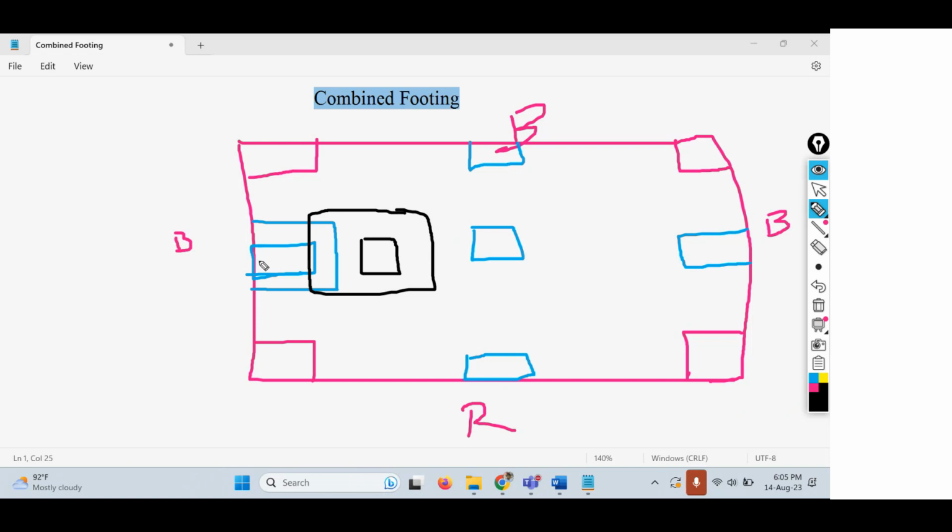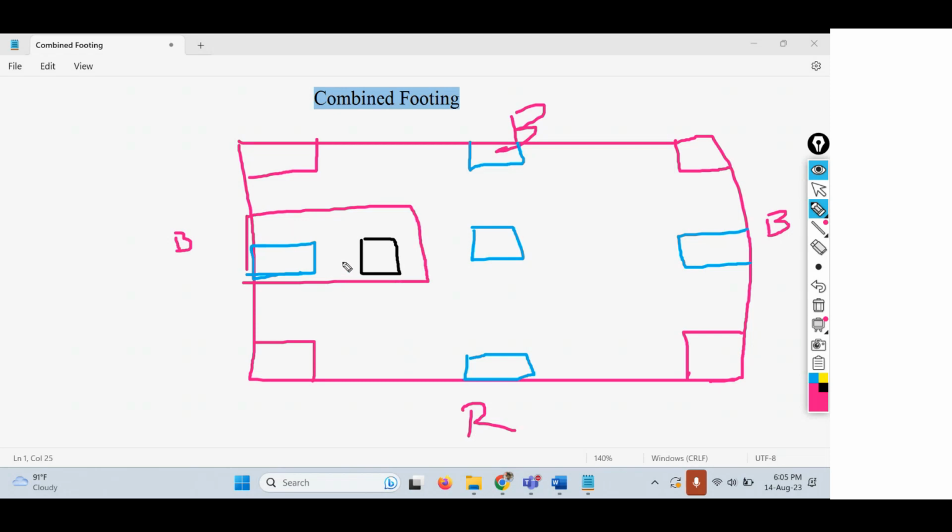Because the footing of this particular column is coinciding with the footing of this column. So since these footings are coinciding with each other, the load distribution will not happen in a proper way. To avoid this kind of phenomenon, instead of providing two individual isolated footings for these two columns, I will provide a common footing for these two columns.